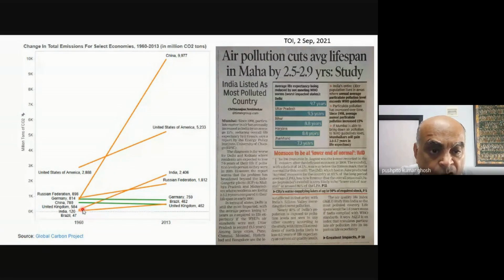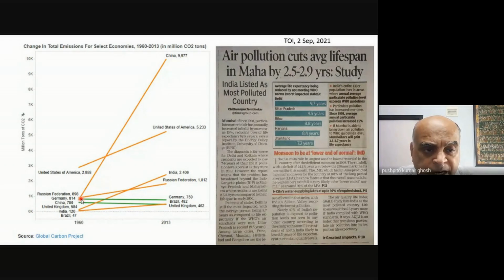Look at India. India, of course, started with a low base, so whereas China was 780, we were at about 120 million tons. We have now grown to about 2.4 billion. It looks less, but the fact of the matter is that we have actually grown 20 times, even more than China. That's because we started with a low base, but that has been the rate at which we have started emitting CO2. And I'm talking about 2013. In 2021 the situation would be much worse.